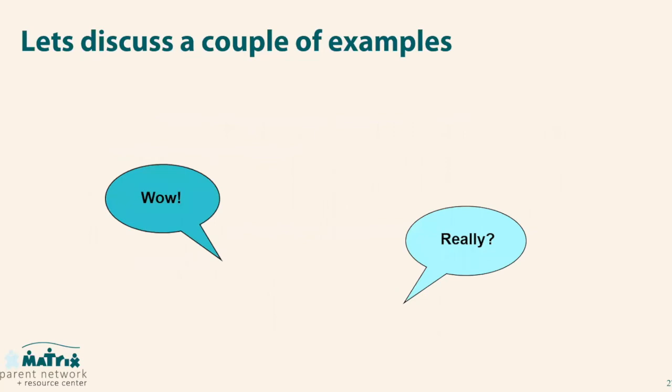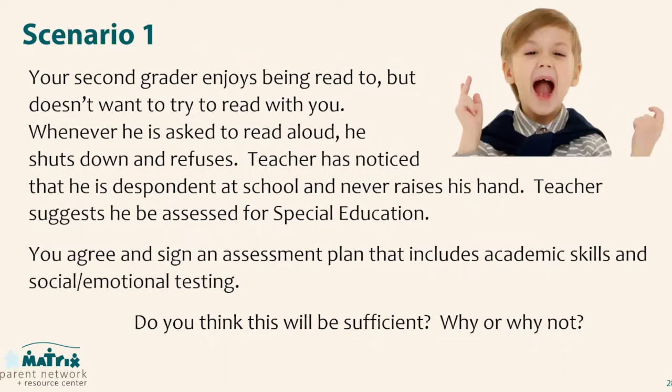Okay, at this point, we're going to talk about a couple of examples. And so I'm just going to read what we have here as a question. Your second grader enjoys being read to, but doesn't want to try to read with you. Whenever he's asked to read out loud, he shuts down and just refuses. The teacher has also noticed that he's despondent at school and he never raises his hand. So the teacher suggests that he be assessed for special education, and you agree with this and sign the assessment plan that includes academic skills and social emotional testing. Do you think this will be sufficient?